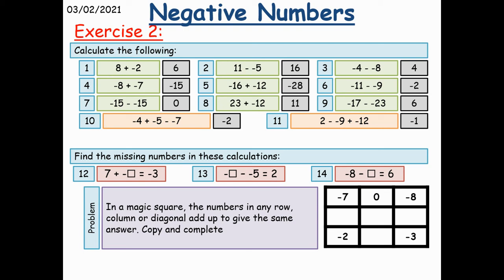Okay, find the missing numbers in these calculations. If you manage to do this, then well done. These are the answers. So it's 10, 3, and -14. In a magic square, the numbers in any row, column, or diagonal add up to give the same answer. So these are the answers.